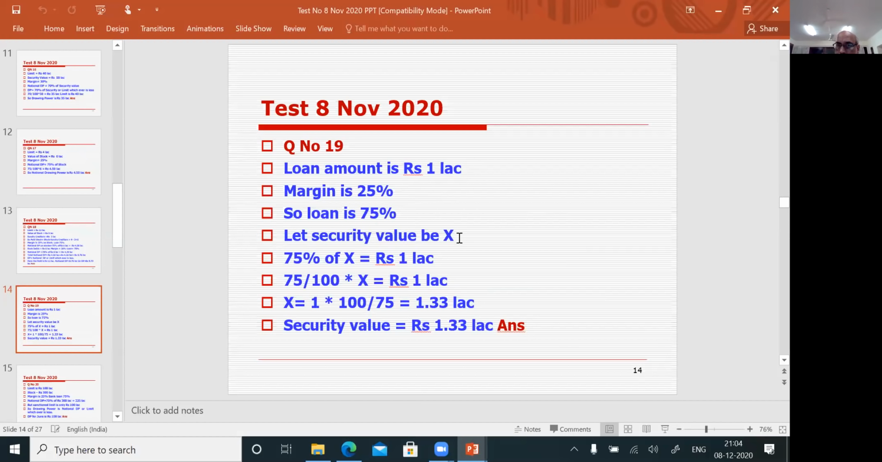Very simple. Let the security value be X. So loan is 75% of the security value. 75% of X comes to rupees 1 lakh. So what is X? X is equal to 1.33 lakhs. So if the security value is 1.33 lakhs with a margin of 25%, you will get a loan of rupees 1 lakh. For question number 19, the answer is 1.33 lakhs.